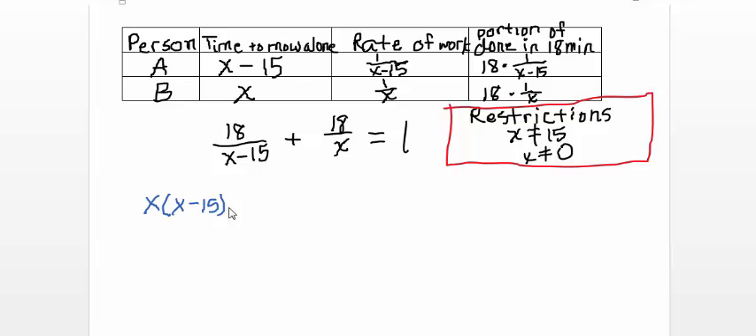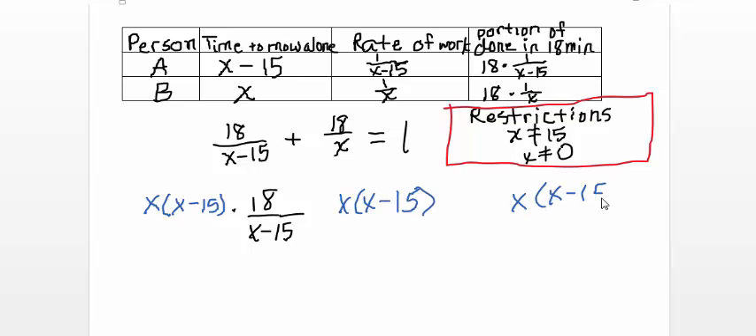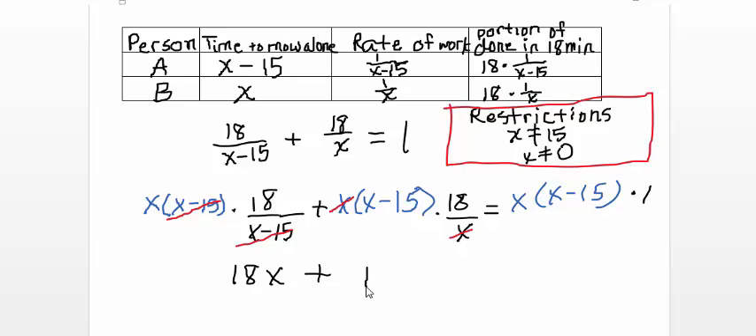Our LCD is x times x minus 15. We multiply that by the first term. We multiply that LCD by the second term. And we multiply that LCD by the third term, which is on the right side of the equals, and happens to be 1. So when we multiply the LCD by the first term, the x minus 15 in the denominator divides out with the x minus 15 in the LCD, and we're left with 18x. When we multiply the LCD by the second term, the x's divide out, and we're left with 18 times x minus 15. When we multiply the LCD by 1, we simply get the LCD.